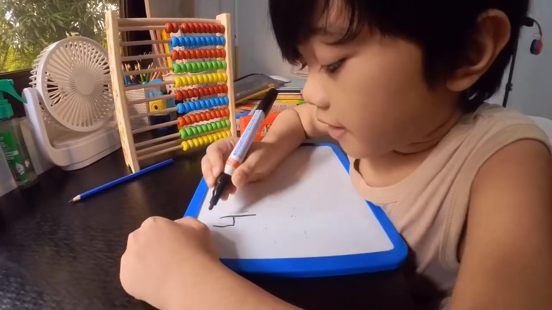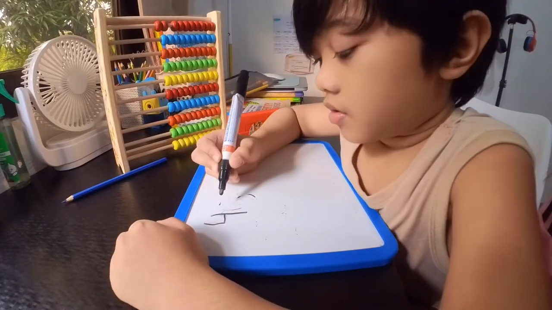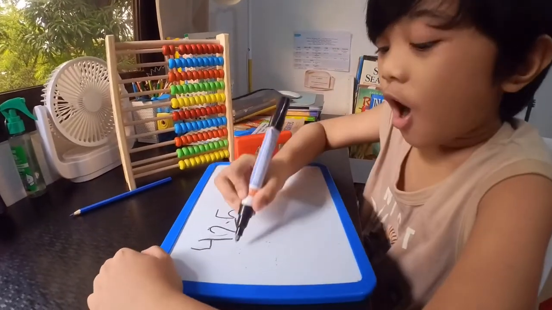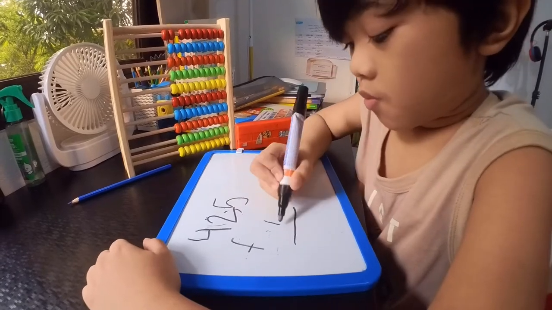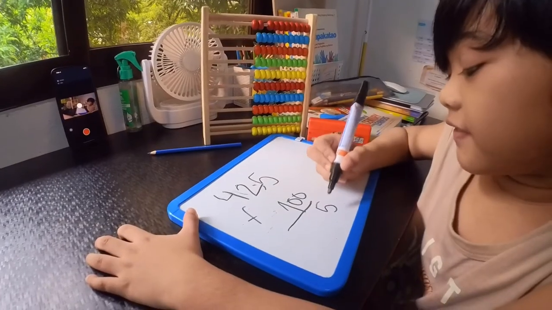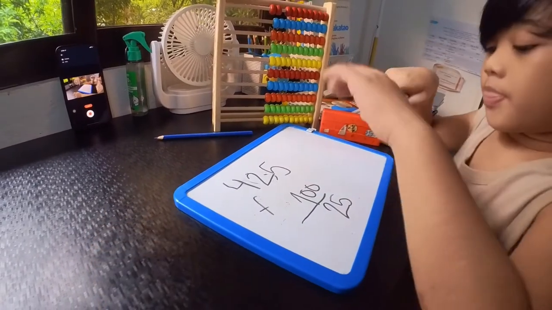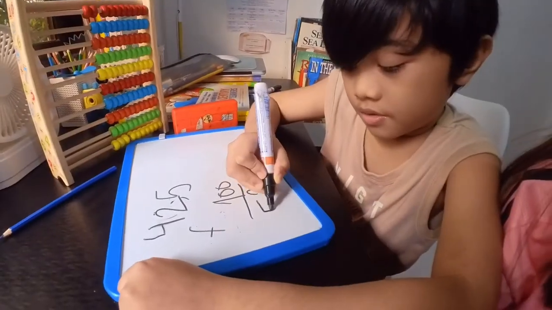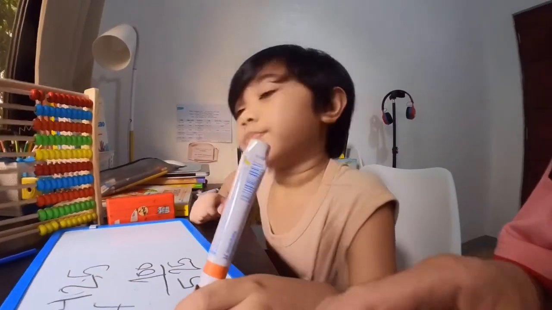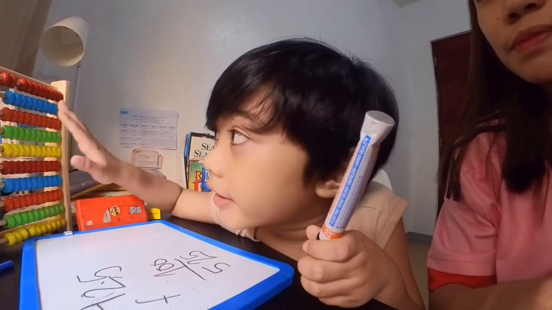Write the number 4. 20. 25. Plus 100. Sagot mo sa 425. That's how you make mathematics. This is how you make mathematics. How to solve addition in abacus.